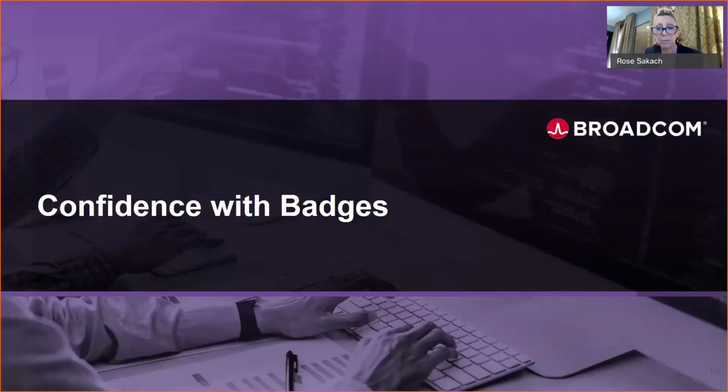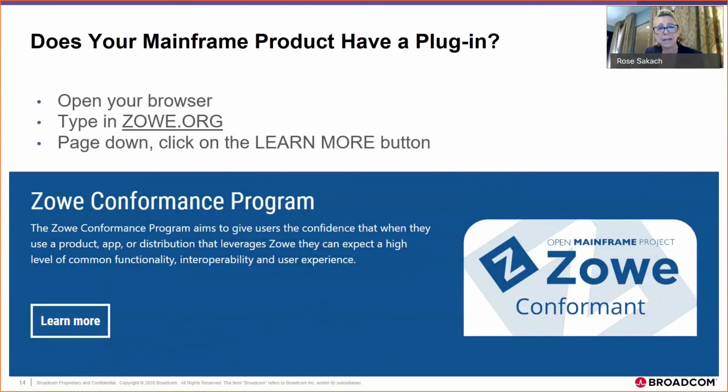Okay, so let's re-ask those questions we reviewed a short while ago. The first, how will you know if your mainframe product has a Zowe plugin? And second, how can you be sure it's compatible with a specific release? The answers lie with the Zowe Conformance Badge. At this time, I'd love to ask you all to take a moment and open up your browser and type in zowe.org. Go ahead and hit enter. Page down until you see the Zowe Conformance Program banner. It's the banner that I show on this chart. Go ahead and click on that Learn More button.